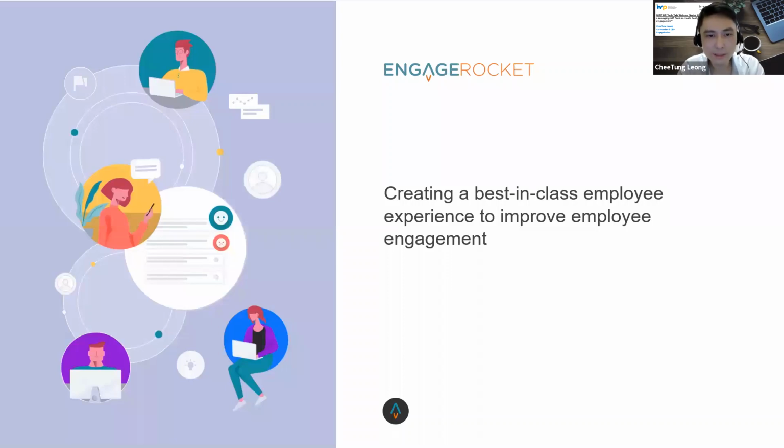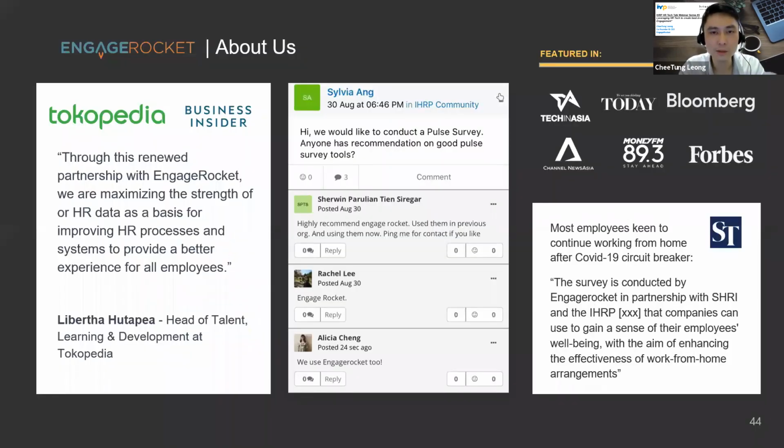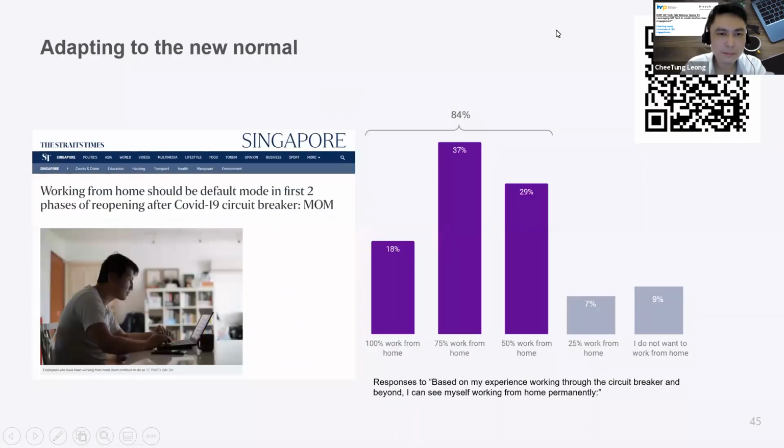So next slide, please. A quick introduction to EngageRocket for those who may not know us. We are the fastest growing people analytics software company based here in Southeast Asia. We're a startup based in Singapore and have been growing very fast since we started about 4 years ago. We've been fortunate to have been featured in a number of different outlets in the press and have been privileged to work with more than 100,000 users across Asia Pacific and the world.